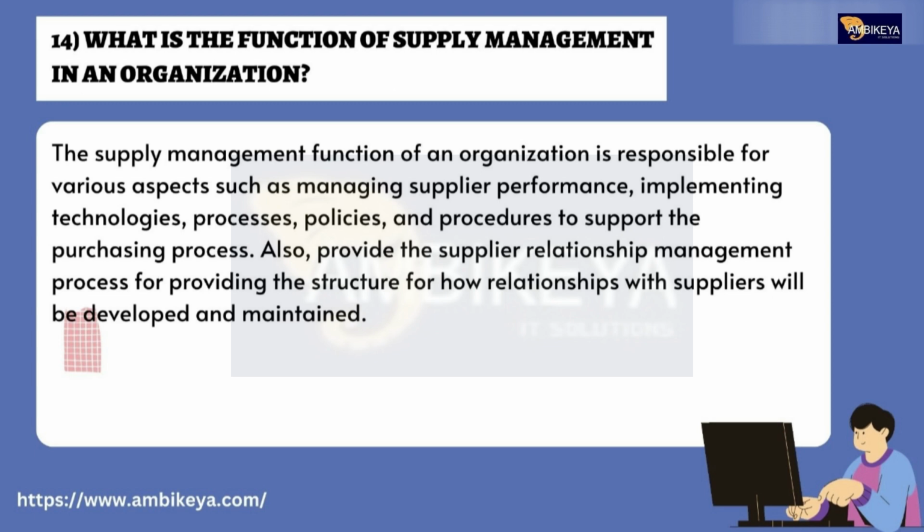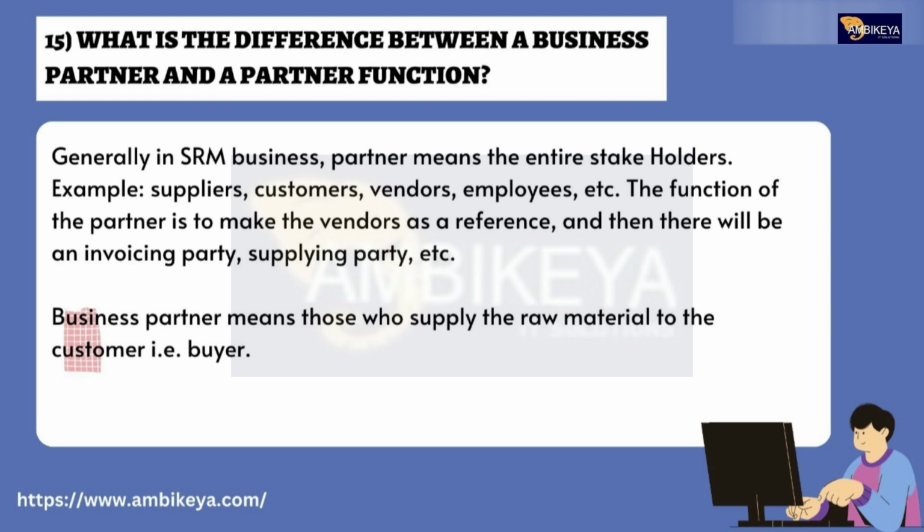Question number 15. What is the difference between a business partner and a partner function? Generally in SRM, business partner means the entire set of stakeholders, for example suppliers, customers, vendors, employees, etc. The function of the partner is to make the vendors a reference, and then there will be an invoicing party, supplying party, etc. Business partner means those who supply the raw material to the customer, i.e. the buyer.